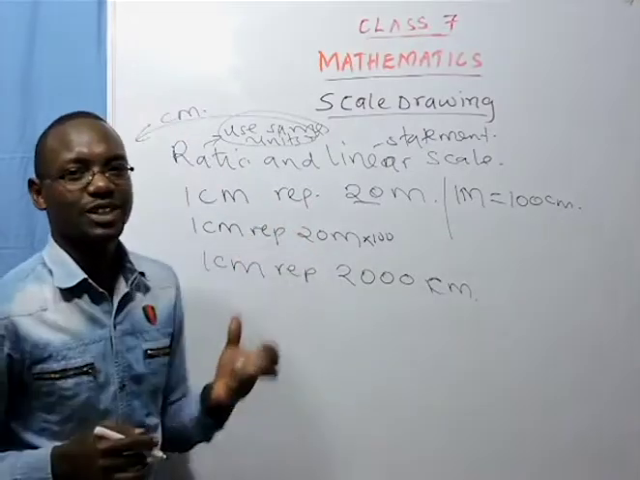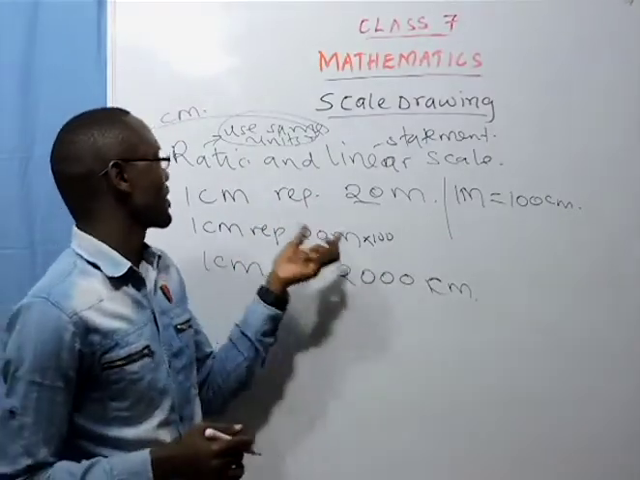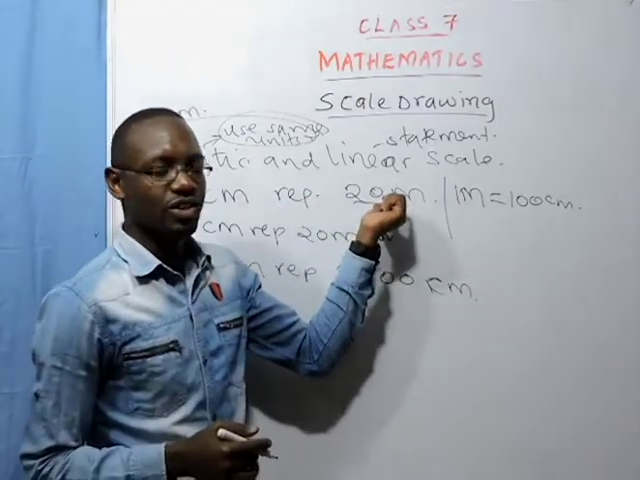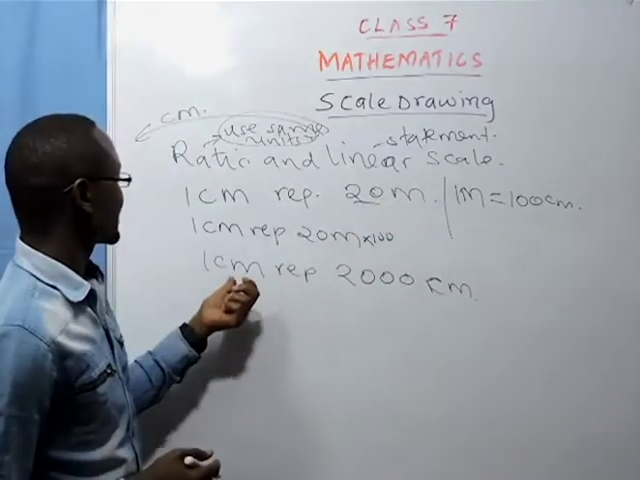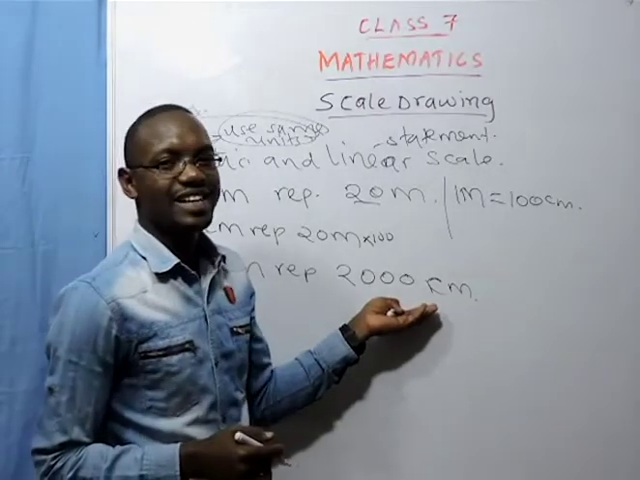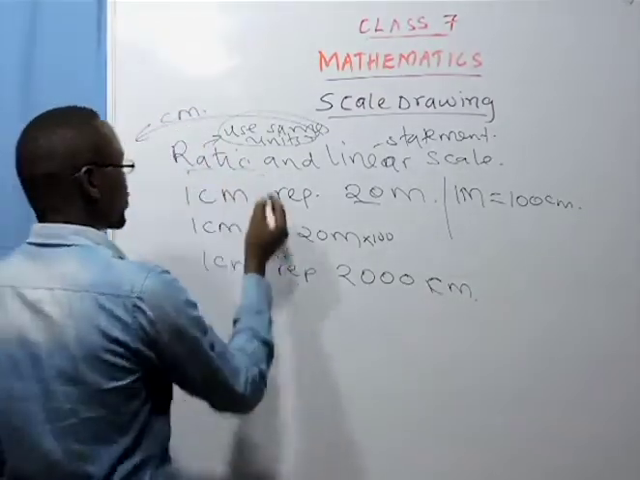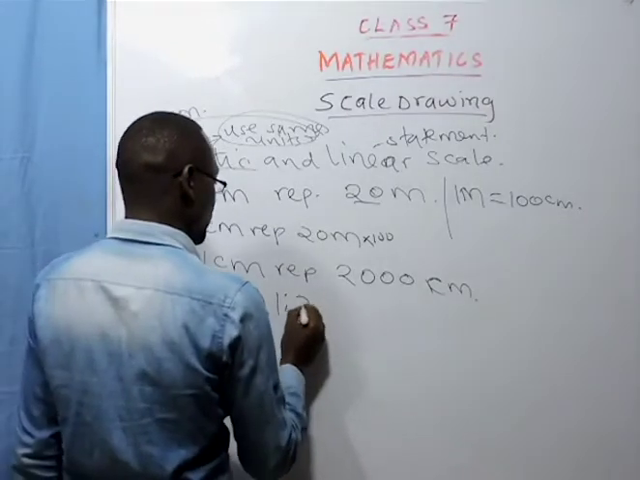This is just the same scale. We've just changed the units. The scale was 1 centimeter represents 20 meters. So this scale can be written as 1 centimeter represents 2000 centimeters. So as a ratio, the scale will be 1:2000.